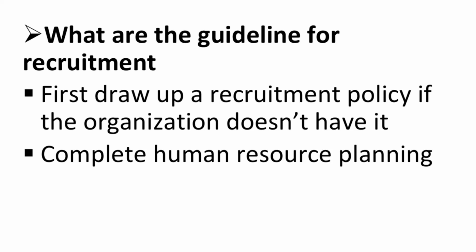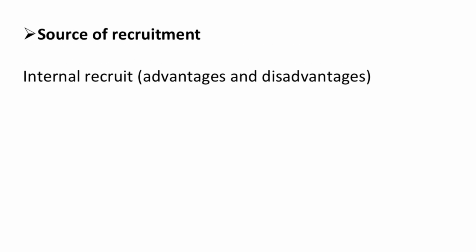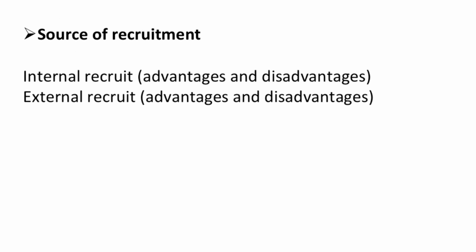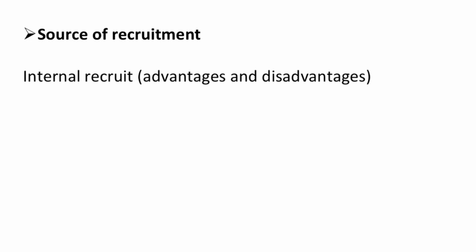Source of recruitment. Remember when we were talking about source of recruitment, we say we have two ways of recruiting. We can recruit internally within the organization. When recruiting internally, we are promoting a person within the organization, giving that person a promotional post. There is an advantage of doing that, and there is also a disadvantage. When you recruit within an organization, the advantage is that staff morale improves. But the disadvantage is we are losing the new blood with the new ideas.